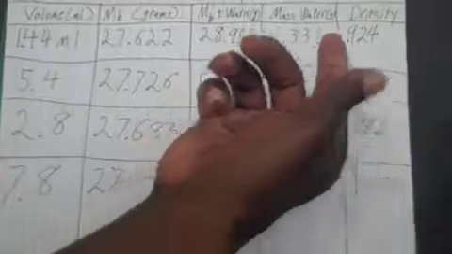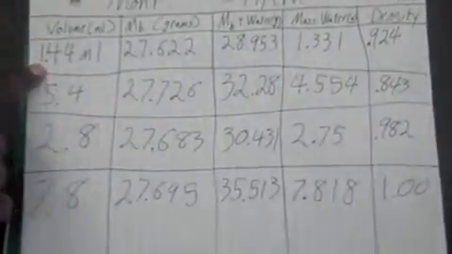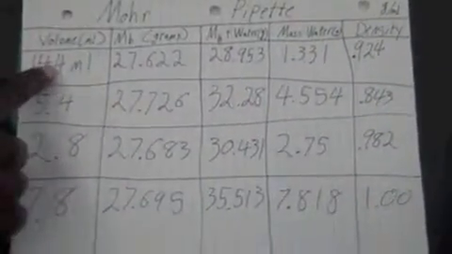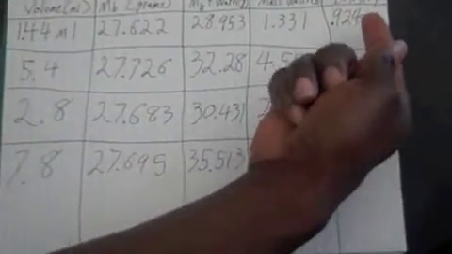From there, we determined our density, and our density was determined by the mass of the water alone divided by the volume which we started with, which was 1.44. As a result, we came up with 0.924 grams per milliliter of water, which is density.